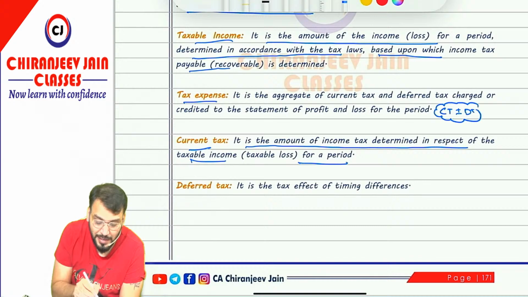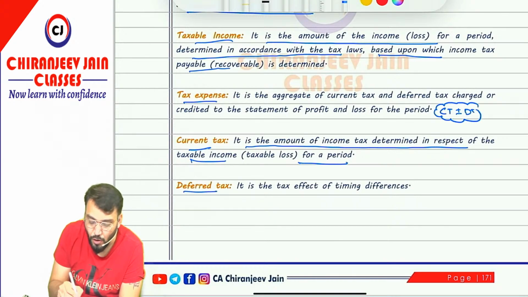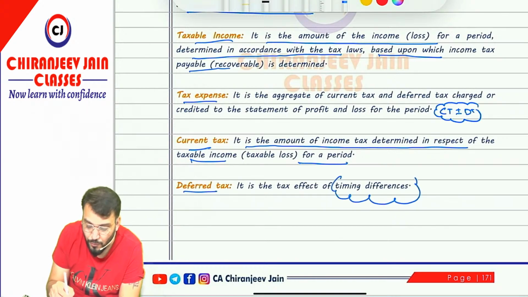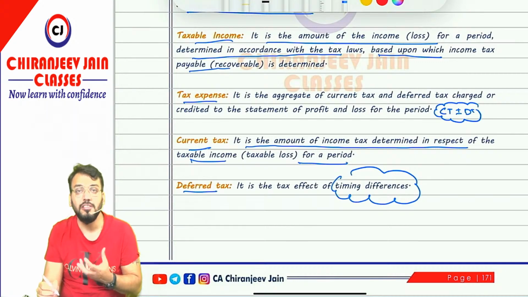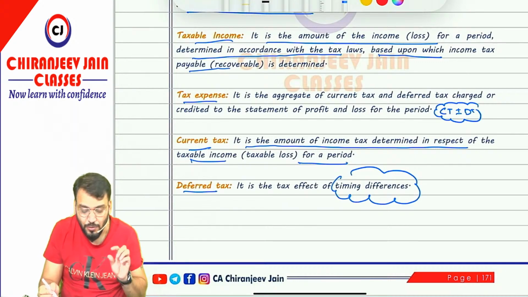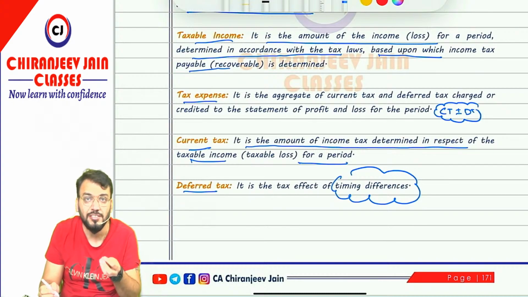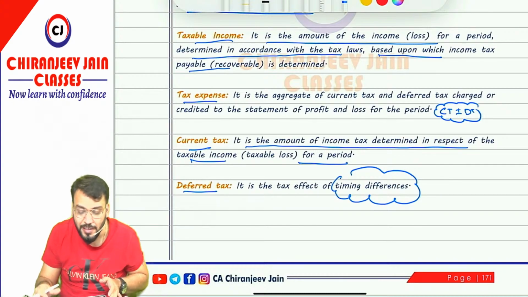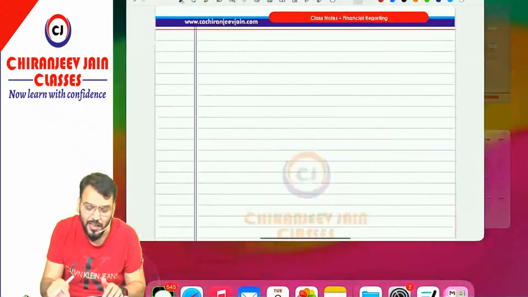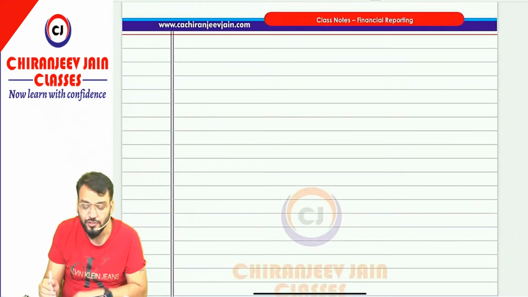What is the deferred tax? It is the tax effect of timing difference. Now of course I need to explain what actually the timing difference means, correct? So any tax calculated on timing difference as per this chapter is known as deferred tax. So how to calculate the deferred tax, that we need to understand. I will just give you a preview of this chapter.